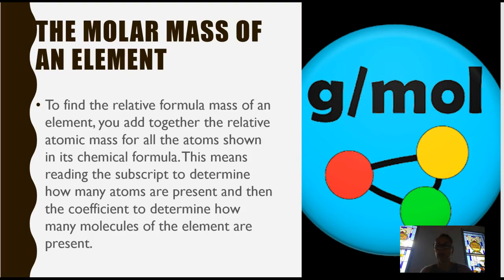If we want to find the formula mass of an element, we add together all of the atoms that are there. So for example, if it was chlorine 2, the subscript number will help determine how many atoms are present, and that will allow you to work out the molar mass. So when we're working out the molar mass of chlorine, it is not just one single chlorine atom, it's Cl2, so you will have to double that.